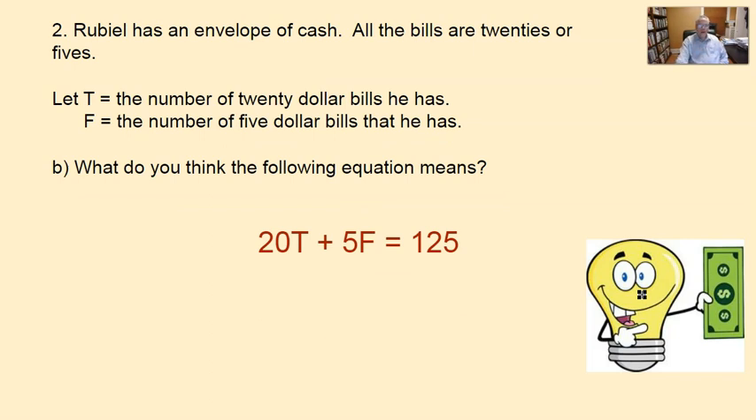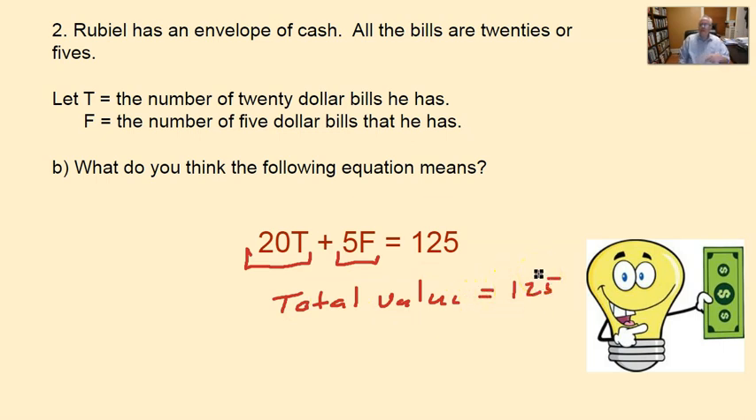So the same setup. This time we have 20 times T. Well, that's how much the $20 bills are worth. We're multiplying how many 20s he has times $20. So this is the value of the $20 bills. This is how many 5s he has. So if we multiply that by 5, we have how much the $5 bills are worth. So when we combine these things, we get that the total value is 125.